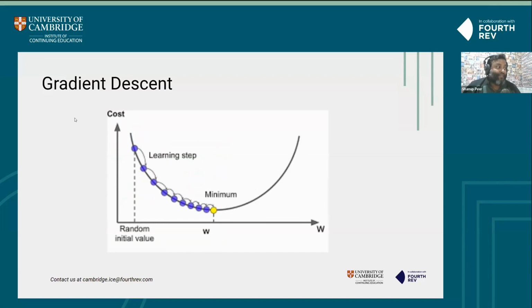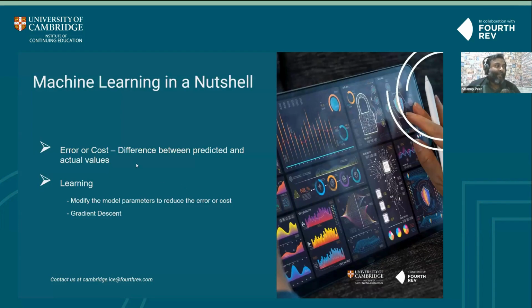So basically what is happening is, this is the error, this is the weight value or the slope of the line. As the slope is changed, we'll see that from a high error value, it is slowly learning, coming down, and it reaches the minimum error. At this point, we can say that the model has finished its learning. And from here on, the magic starts. So in a nutshell, you have error or cost. It's the difference between the predicted and actual values. It is essential. And once we have that, leave it to gradient descent to do the learning part.